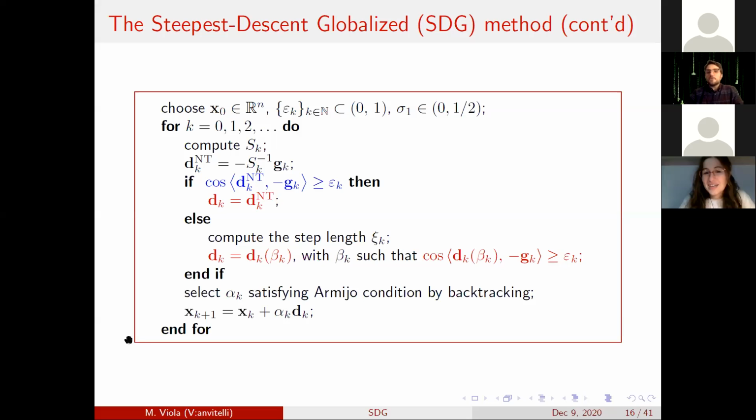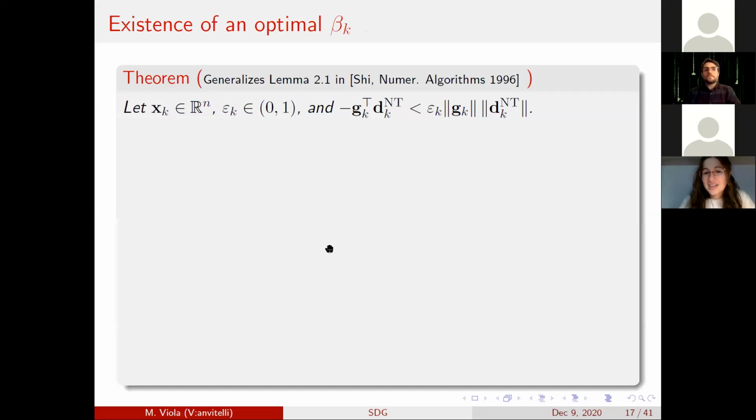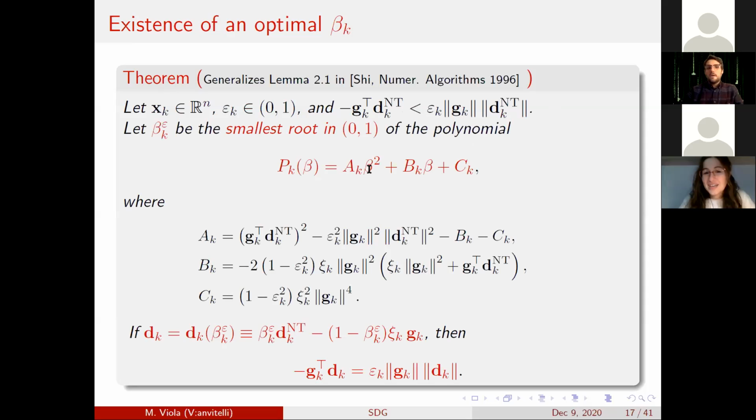Now the question which arises is, can we actually determine beta k? And the answer is for sure yes, otherwise I wouldn't be speaking today. So let's start with a theoretical result regarding the existence of an optimal beta k, and I will explain why it is optimal. Suppose you are in the case in which the Newton type direction does not satisfy the angle condition, so this cosine is smaller than epsilon k.